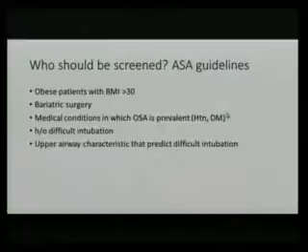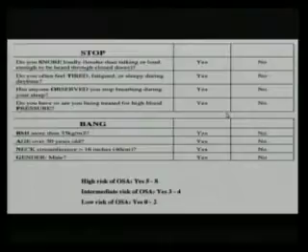This is what the American Society of Anesthesiologists recommends, that anyone who's got BMI above 30, anyone who's going to have bariatric surgery, higher Mallampati classification when you examine the upper airway, and anyone who's got history of difficult intubation, we need to screen them. Screening is again pretty simple with the STOP-Bang questionnaire. I think everyone knows about this. We have used it pretty frequently.